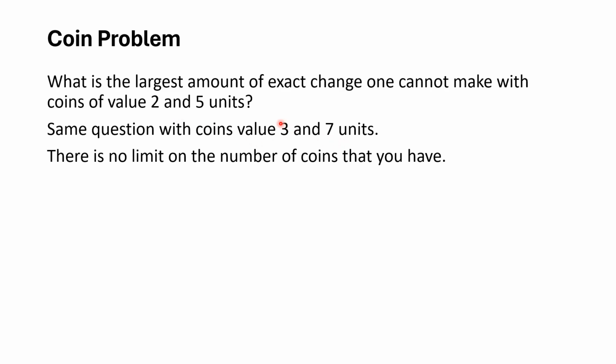So think about this. It's pretty easy for 2 and 5. You'll see that you quickly get to a point where you can make change for all future values. 3 and 7 takes a little bit longer to figure out.